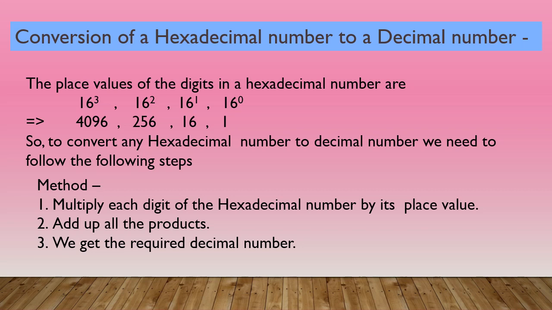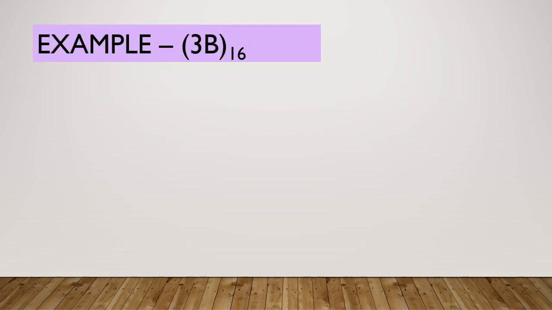So to convert the hexadecimal number system to a decimal number, we again follow the following steps. If you notice, the steps are the same; the only difference is multiplying by the place value of that particular number system. Again, multiply each digit of the hexadecimal number by its place value. Add up all the products, and we get the required decimal number. Again, let's see an example. Let's consider the hexadecimal number 3b.